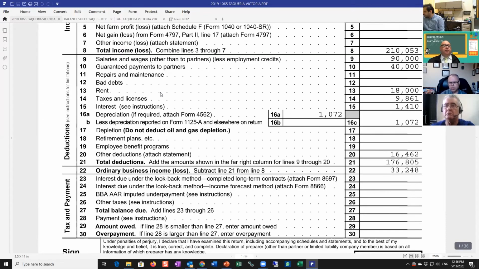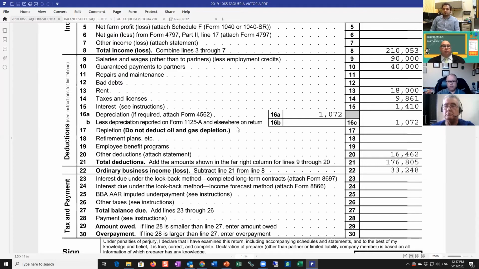Anyway, here we go. Now we've got salaries and wages, guaranteed payments. Now, you remember I told you what is the difference? Salaries and wages is what you pay employees. Guaranteed payment is what the partners take. Okay, remember that a partner can never be on payroll. Your rent is a specific item. Taxes and licenses are specific.